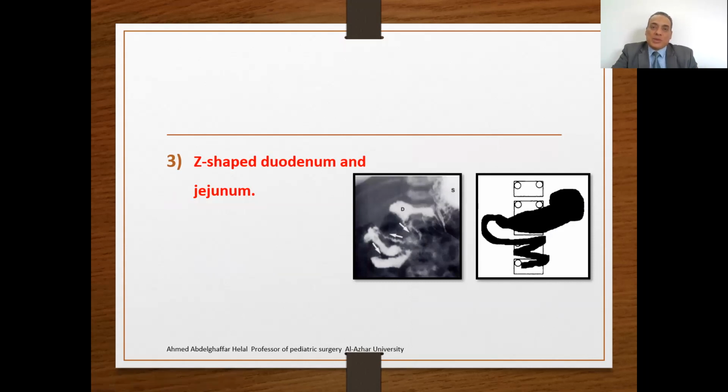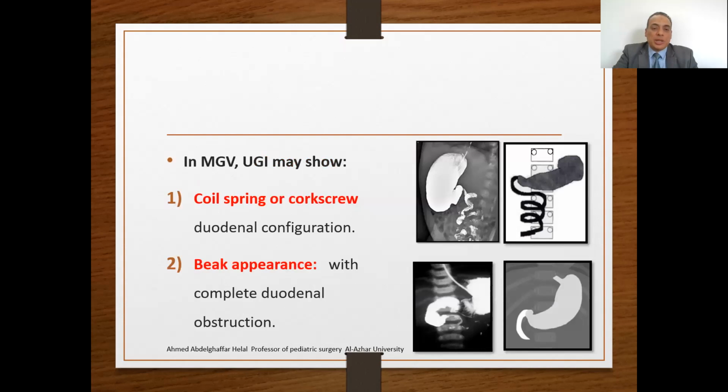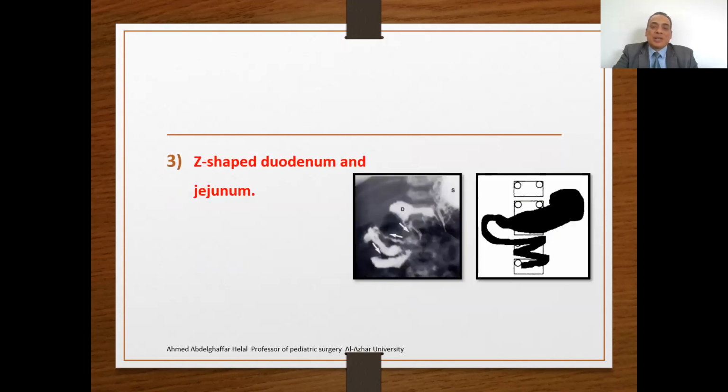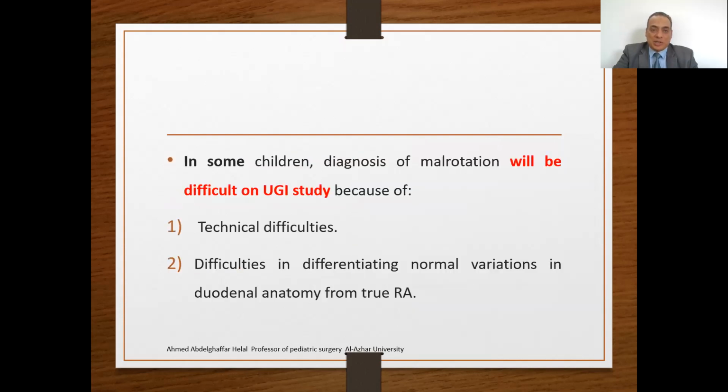So the upper contrast study may be valuable to assess the duodenal pattern of malrotation, which may be partial or non-rotation of the duodenum, or a low-lying DJ junction. It may be diagnostic of midgut volvulus when there is a corkscrew appearance of the duodenum, or Z-shaped configurations of the duodenum, or the bird beak appearance with complete duodenal obstruction.